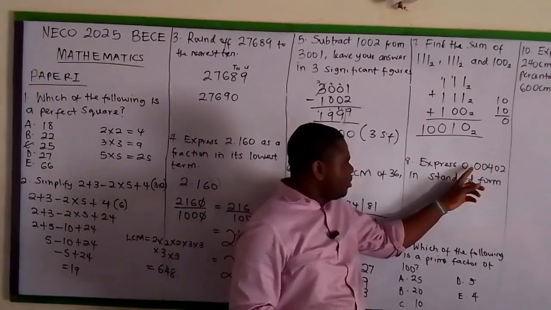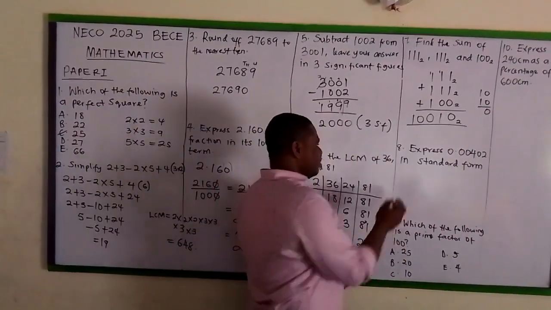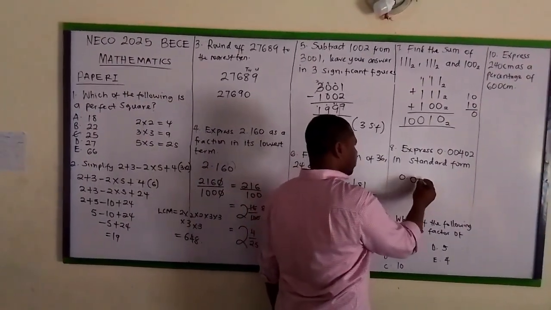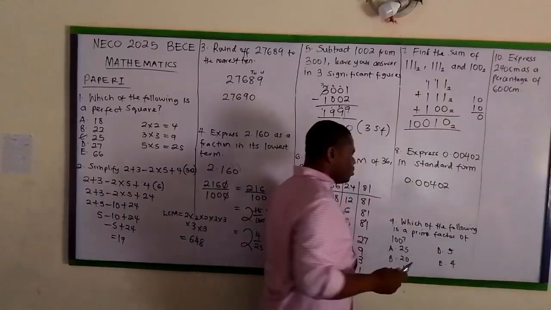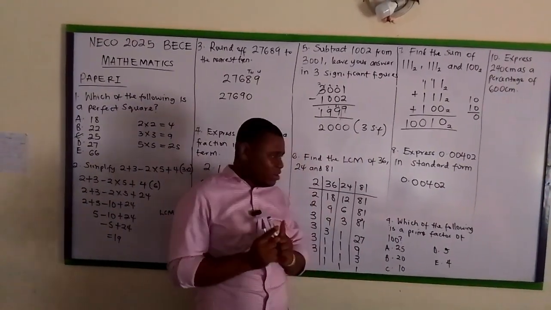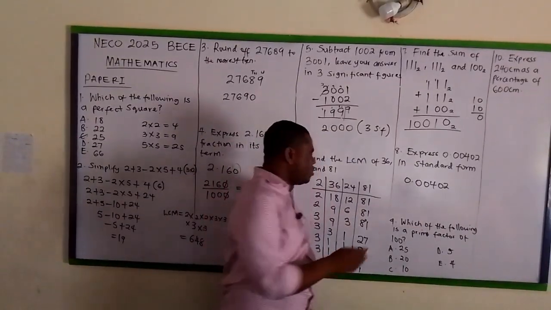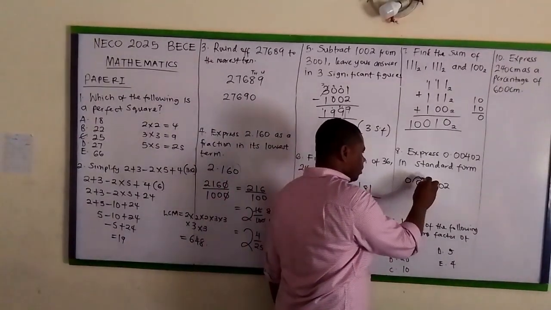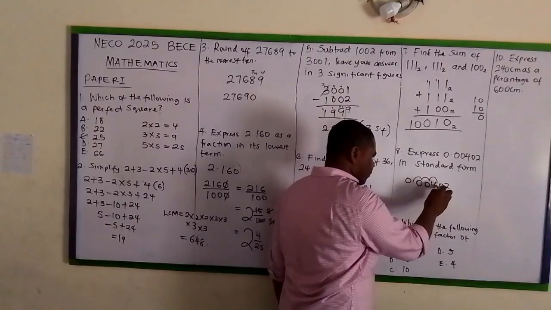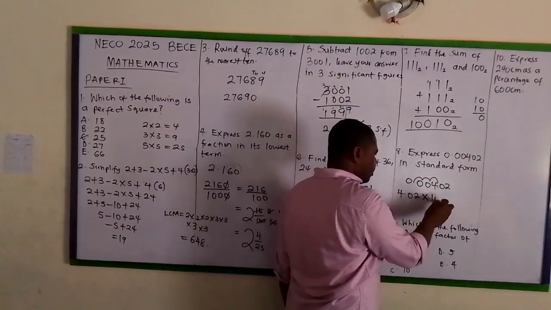Express 0.00402 in standard form. This is very simple. We have 0.00402. So all I need to do now is to move the decimal point to the first significant figure. So here now, the first significant figure is 4. So I'll move 1, 2, 3. So that will be 4.02 times 10.